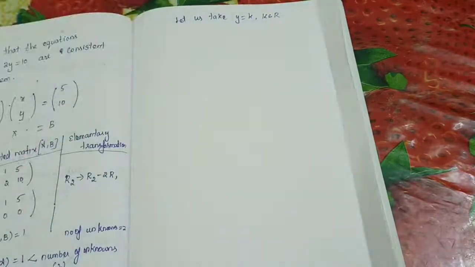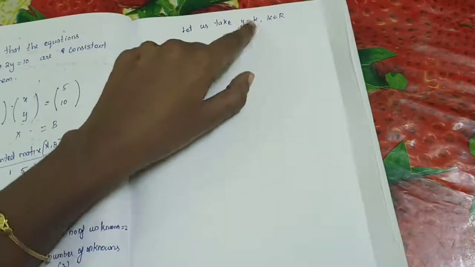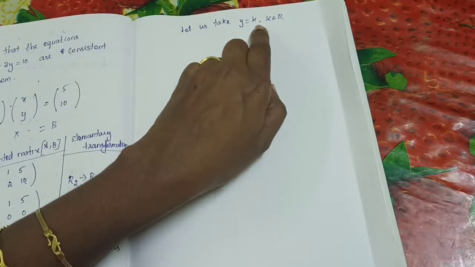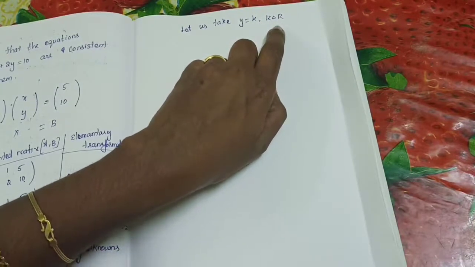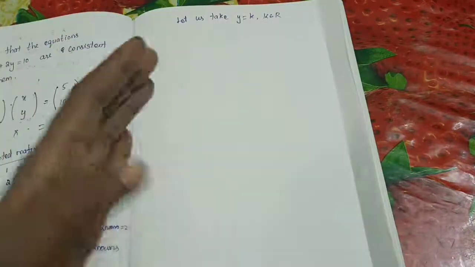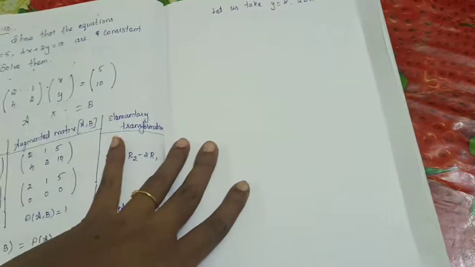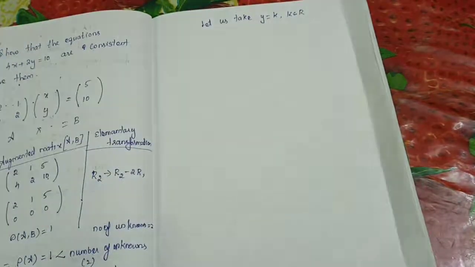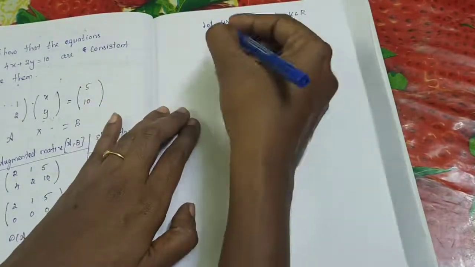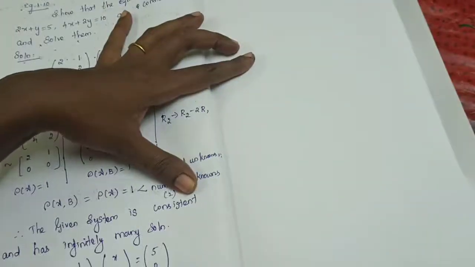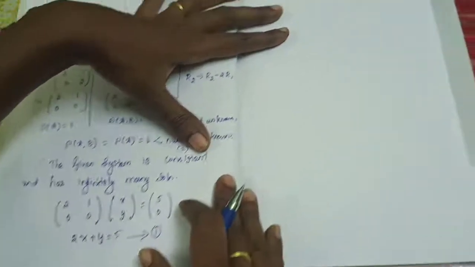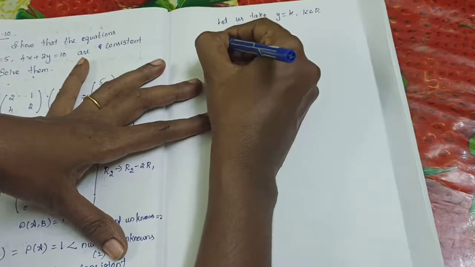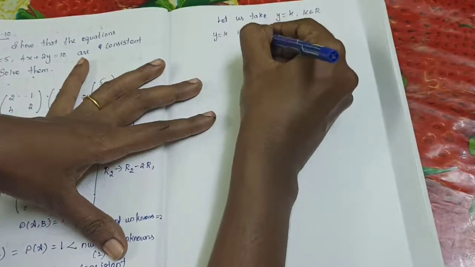If you need, you can choose any alphabets, that is y is equal to m, y is equal to n. But this is very, very important: if you are taking m here, that m must belong to R. Whatever alphabet you choose must belong to R. Here I have chosen k, but this k value we don't know. So I am taking this equation as equation number 1, and in equation 1 I am going to substitute y as k.